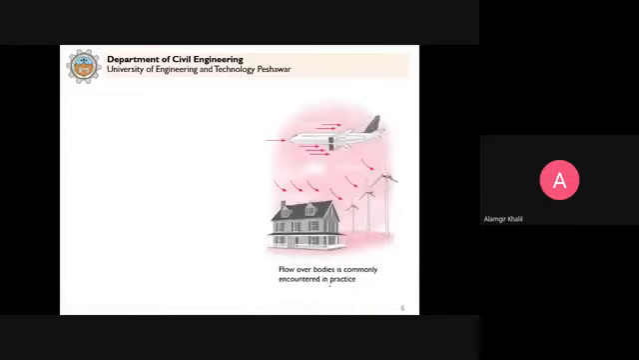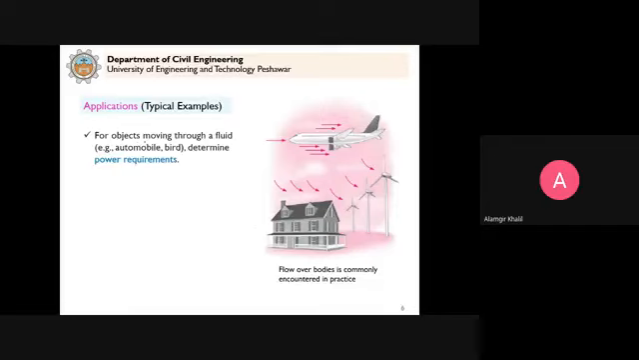Clear? Now again, applications. You can see here that flow over bodies is commonly encountered in practice. For objects moving through a fluid, such as automobile, bird, determine the power requirements. Clear? You can see here that an aeroplane is moving through the air. So we would like to know how much power is required to move this aeroplane through the air. Clear? For structures, for example, bridge, signboards, towers, determine the wind loads.